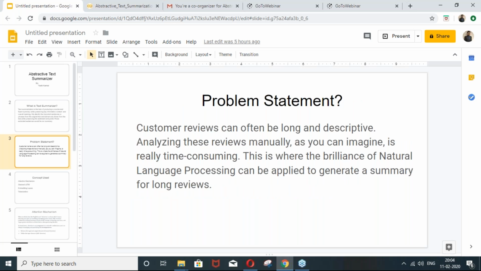So what's the problem statement today? As I told you, customer reviews are often very long and descriptive. Analyzing these reviews manually, you can imagine, is really very time consuming. That is where the brilliance of natural language processing comes into the picture. You can create a summary of very long reviews into very short reviews.